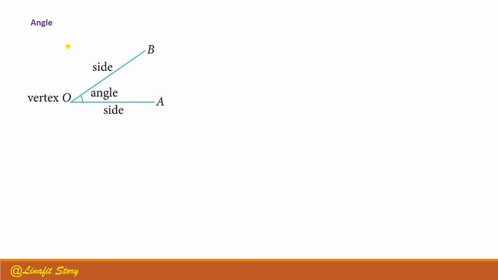Angle. Parts of an angle: vertex. The corner point of an angle is called the vertex, and the two straight sides are called arms or sides. So for example, this is angle BOA or angle AOB. Another way of writing this angle is angle BOA and angle AOB.